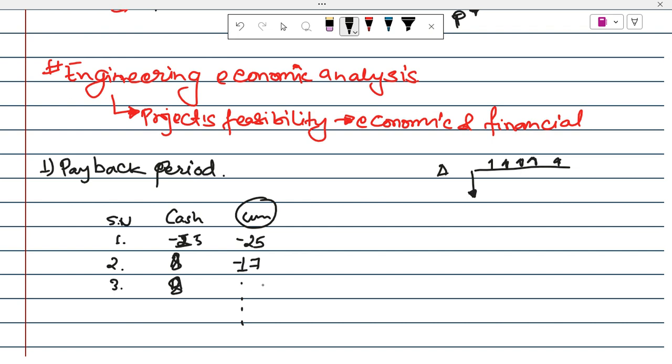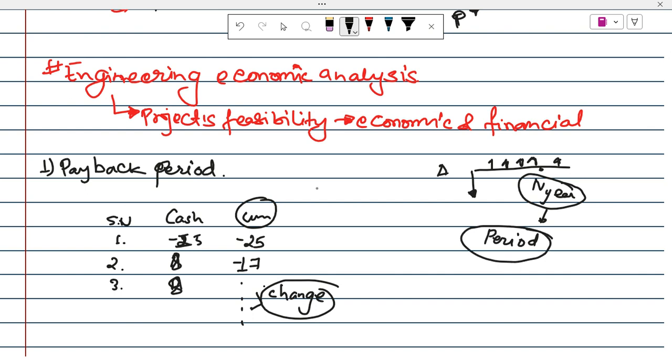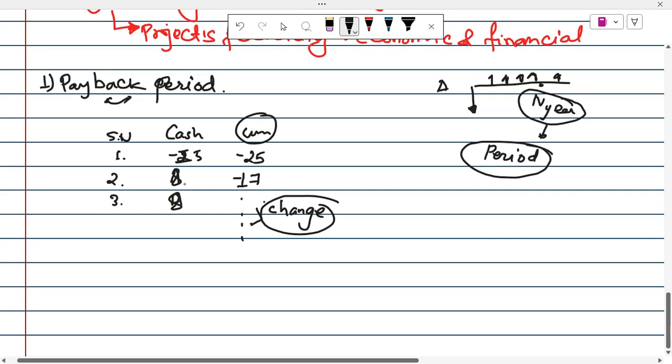While evaluating this cumulative cash flow, we look for the sign change. A change in sign indicates that our investment has been recovered at some point of year, and this year is known as the number of years or period where our investment has been paid back. But here the time value of money is not considered, so we have our new model of payback period, which is the discounted payback period method.